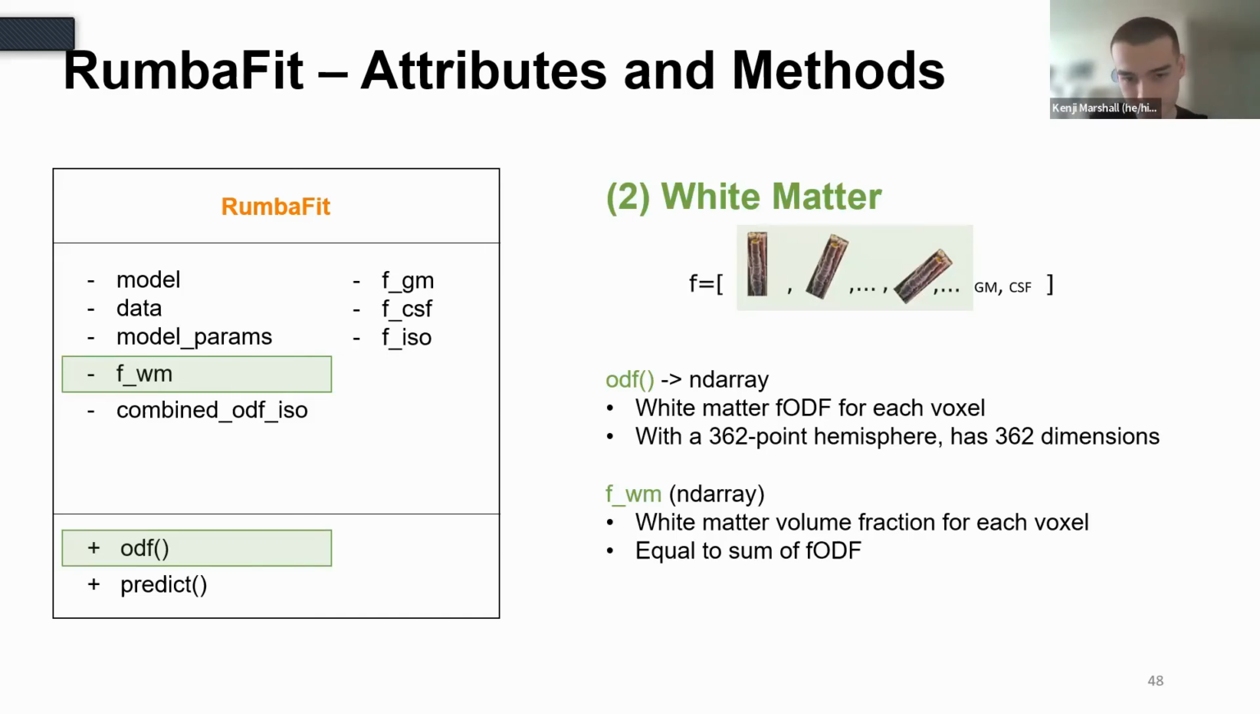We also provide this FWM, which is the fraction of white matter attribute. This essentially just sums this ODF together and gives you some estimate of the total volume fraction in the voxel that is a result of white matter.